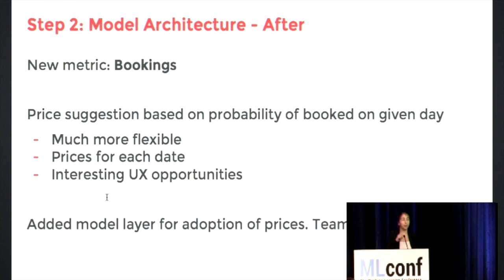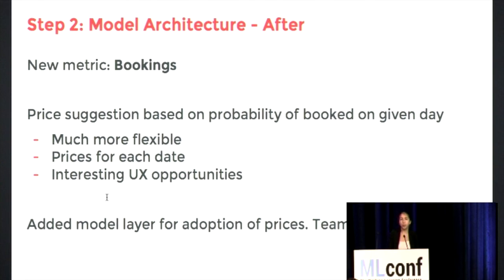And so the model was flipped on its head to say, instead of predicting price, let's use price as one of the features in a model to predict whether or not the listing gets a booking. And so then you don't have a price that you're showing, you're having a probability of booking. And that gives you so much flexibility.